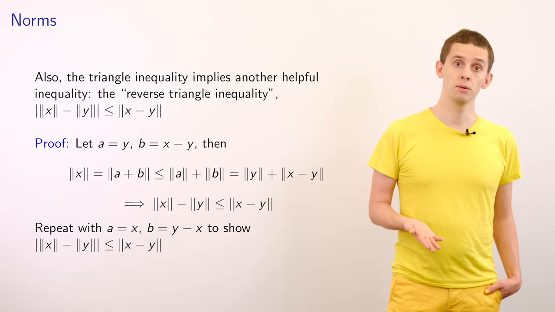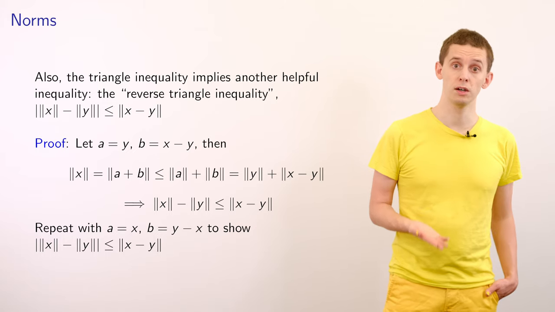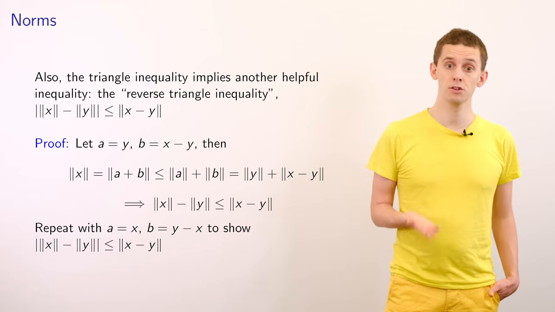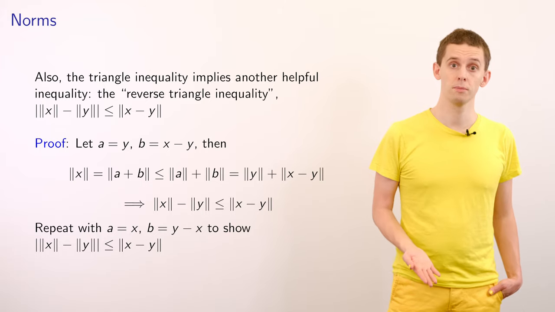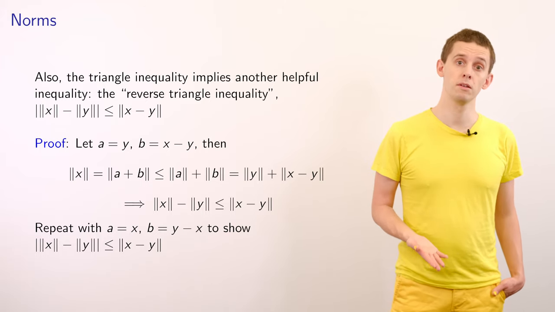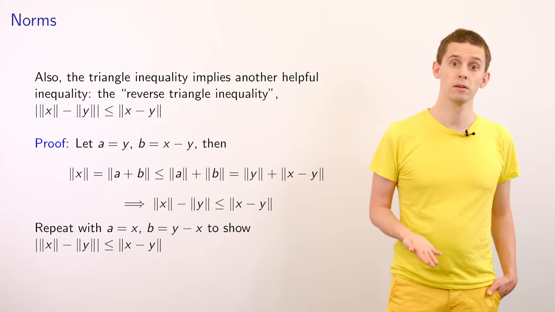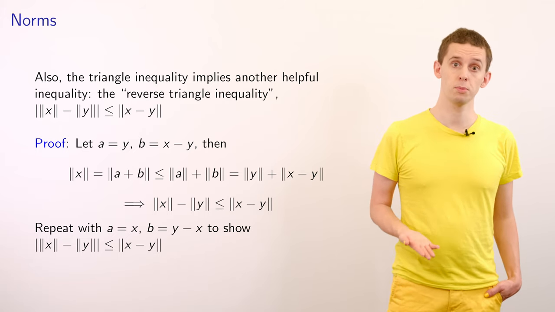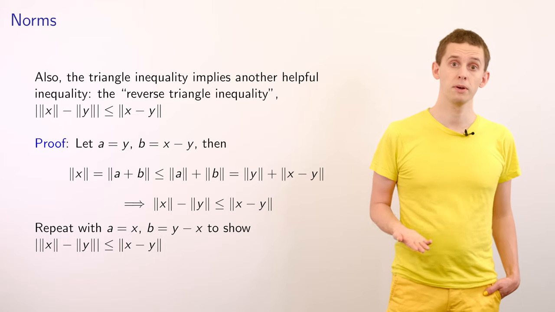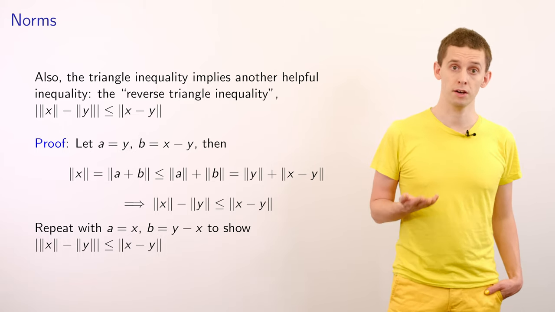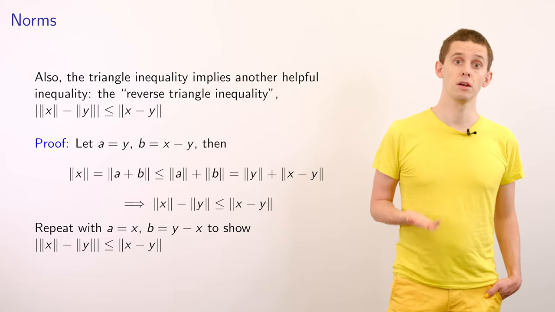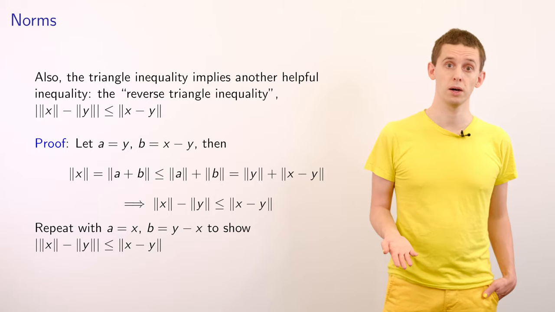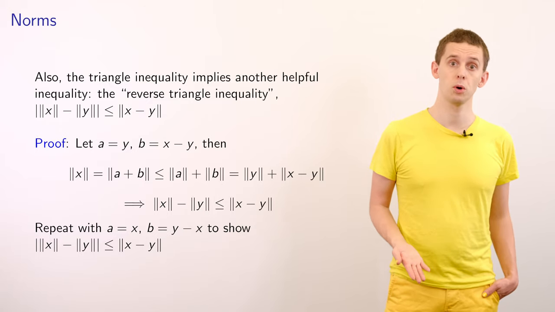So we get that the norm of x is equal to the norm of a plus b, and that's less than or equal to the norm of a plus the norm of b, and that's equal to the norm of y plus the norm of x minus y. If we rewrite that, it tells us that the norm of x minus the norm of y is less than or equal to the norm of x minus y. If we now flip x and y in our definitions of a and b, that allows us to derive the slightly stronger statement that the magnitude of the norm of x minus the norm of y is less than or equal to the norm of x minus y.